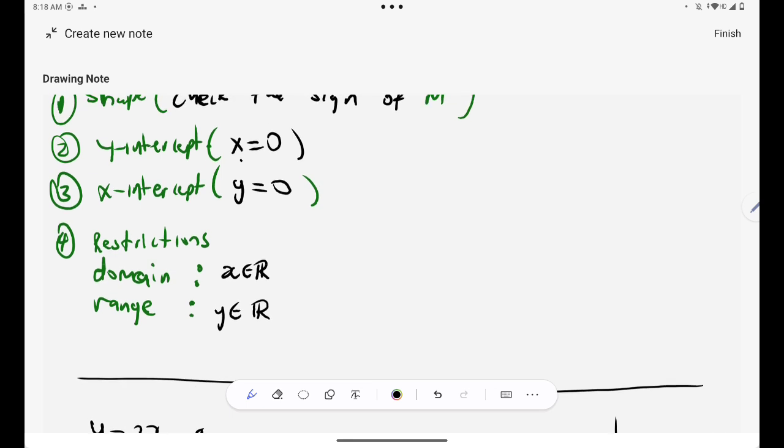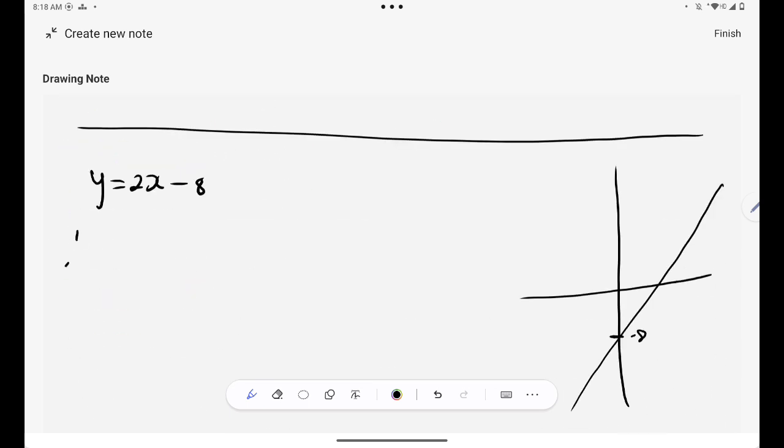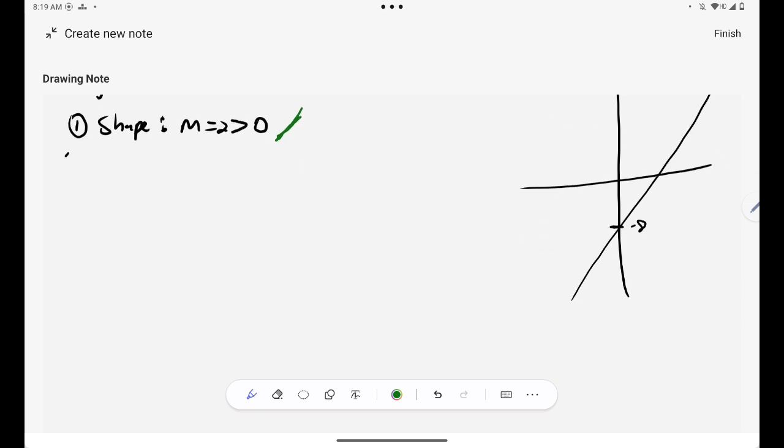Step number 1, establish your shape. Your shape m, you'll simply write m = 2, and 2 is a number which is greater than 0. It simply means that your graph will look like this. Are you together?